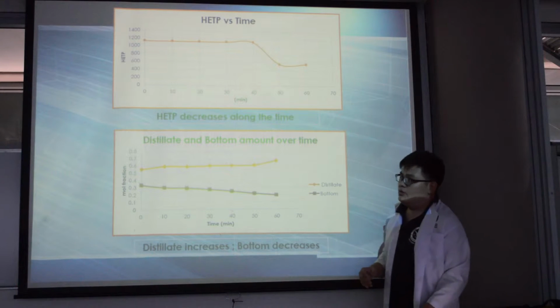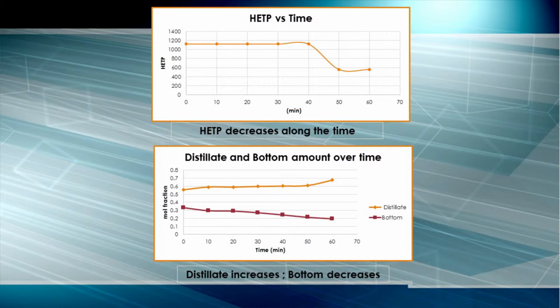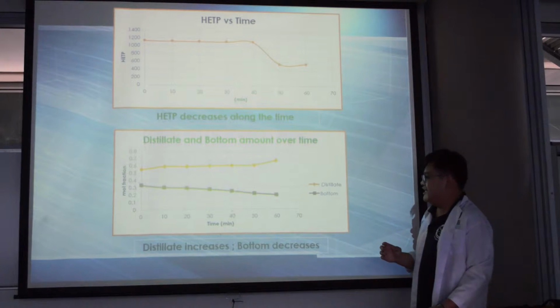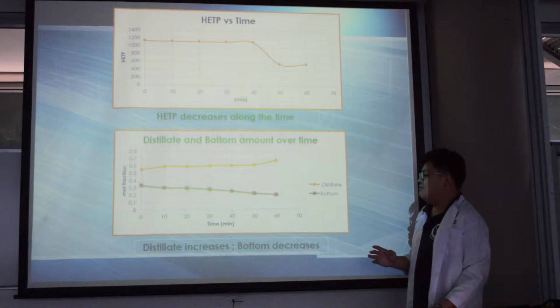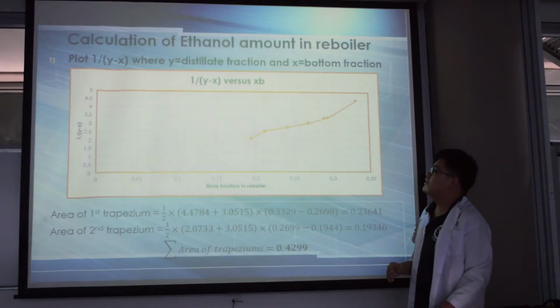Okay, now we can get the HETP over time graph. It's obvious that as the time goes on to 60 minutes, the HETP drops from 1120 to 560. Besides, we can know the distillate and bottom product amounts over time. From this graph, we know that the amount of distillate increased along the time, however, the amount of bottom decreased along the time.